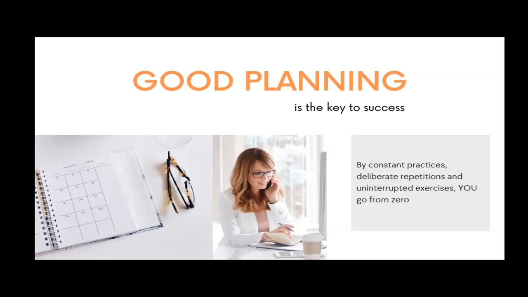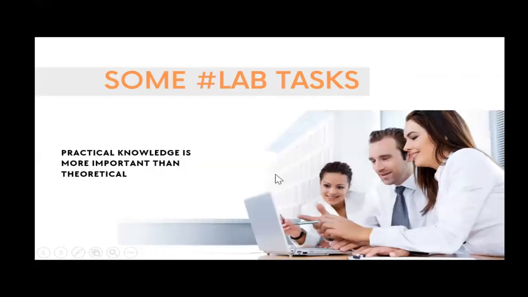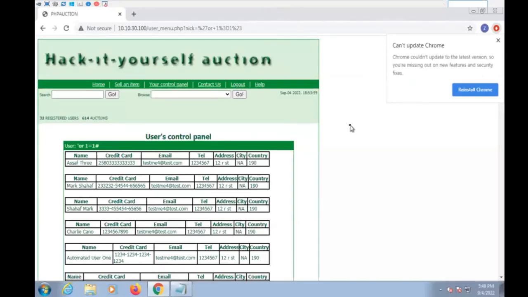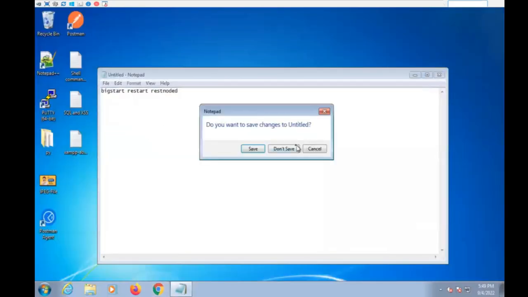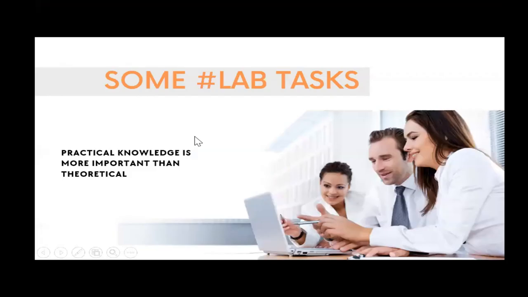So we have a comprehensive plan where we would be starting from level zero to a level where you can migrate your own application security manager whenever there is some requirement in your project. Okay. So let's talk about some of the lab tasks. Let me show you some of them, because a couple of you are keen to see them.